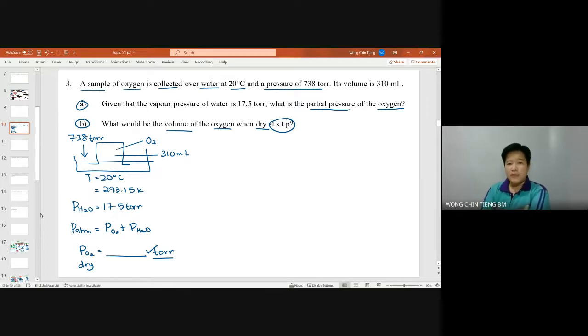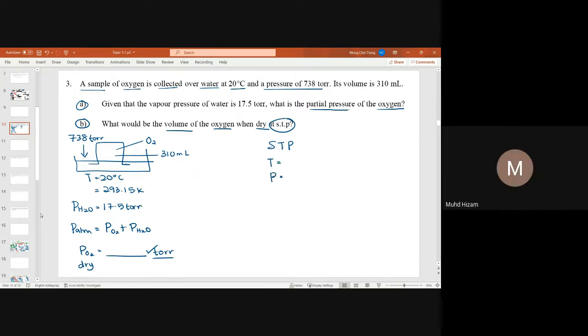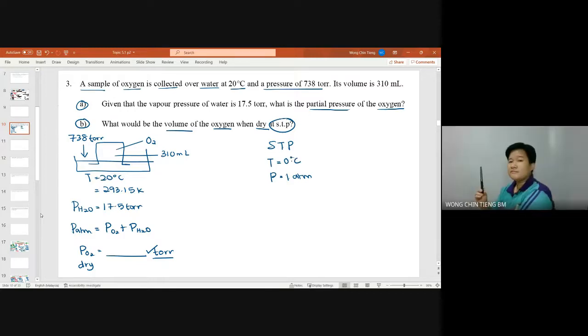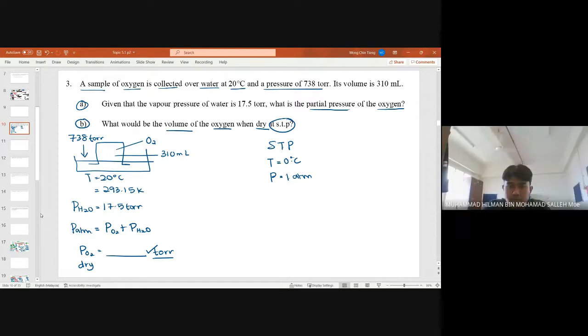Okay. So over here, STP, once again. I don't know how many thousand times I've been repeating about STP. Okay. Hizam, STP, temperature, pressure. Pressure 1 atm, temperature 0 degree Celsius. Agree, class? Alright, done. Next question. How do I answer this? Can I ask what formula you use? PV equals nRT? Combined. Combined.